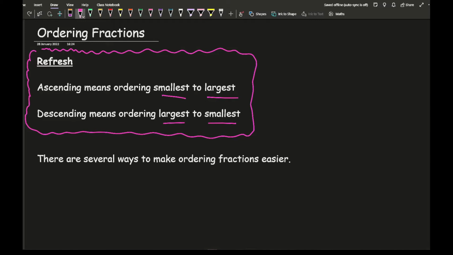Now another top tip is that generally speaking, when it comes to ordering fractions, you don't really get any method marks. So you don't get any marks for working out. Worst case scenario, you could guess what the order is going to be, but usually you would lose 1 mark for every incorrect fraction in its place. So if 1 fraction is out of place, you lose 1 mark. If 2 are, you lose 2 marks, etc.